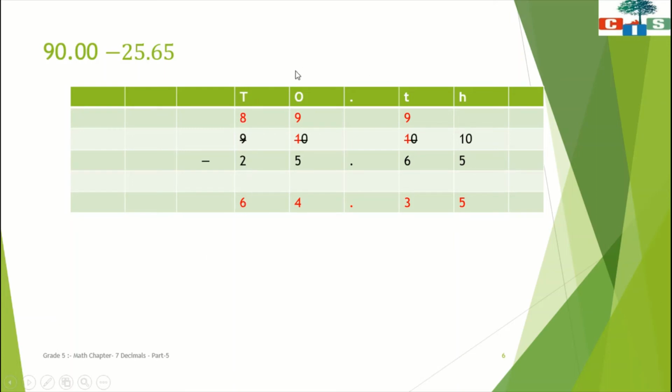So here we have done the subtraction part. When we subtract 90.00 minus 25.65, we get the difference of 64.35. Such type of subtraction is known as subtraction across zero. Okay, scholars, here I have completed question number 1 of exercise 7.4.